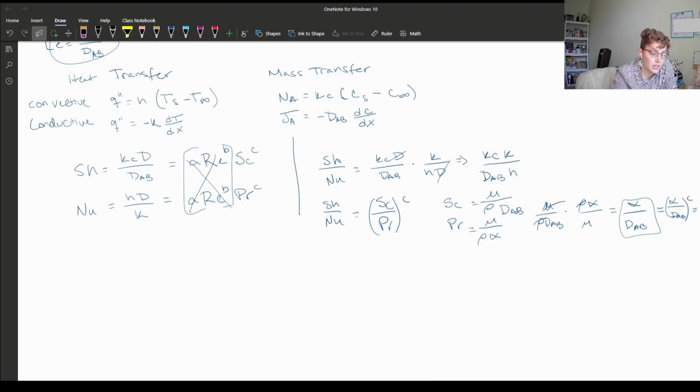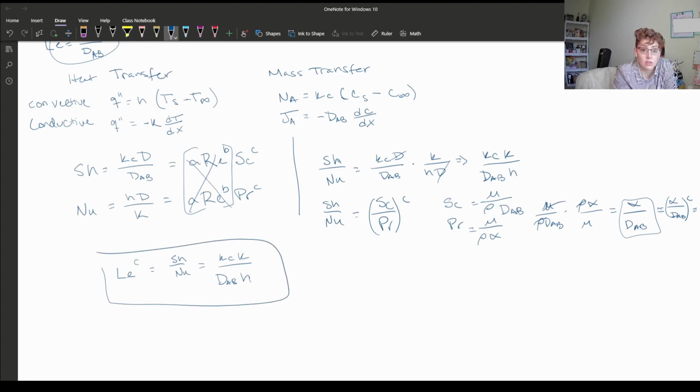That gives us our Lewis relation, the summary between these. We can say that the Lewis number to some power c is equal to the Sherwood number over the Nusselt number, which is also equal to the mass transfer coefficient times the material conductivity over the mass diffusivity constant times the heat transfer coefficient. And that is our Lewis relation. And so by getting more information on either the mass transfer or the heat transfer, we can determine information about the other one, the heat or the mass transfer. And that's what we are going to be doing in part 2 of section A.